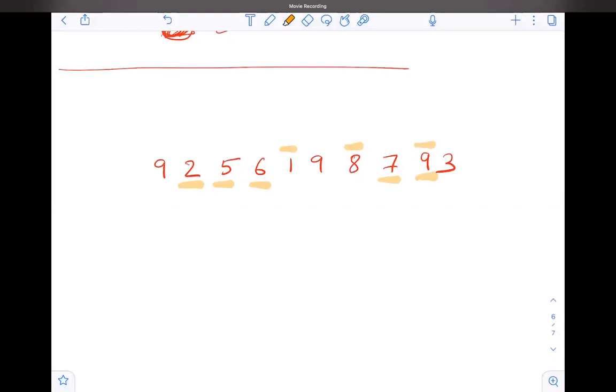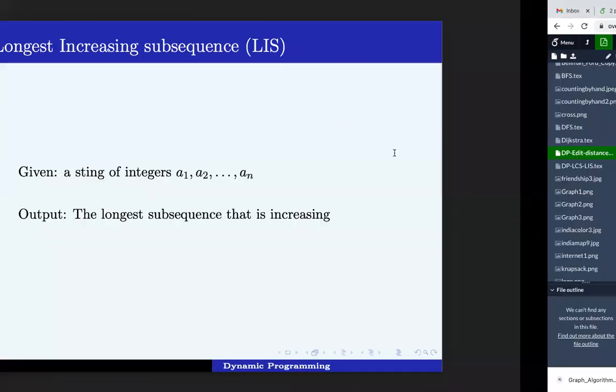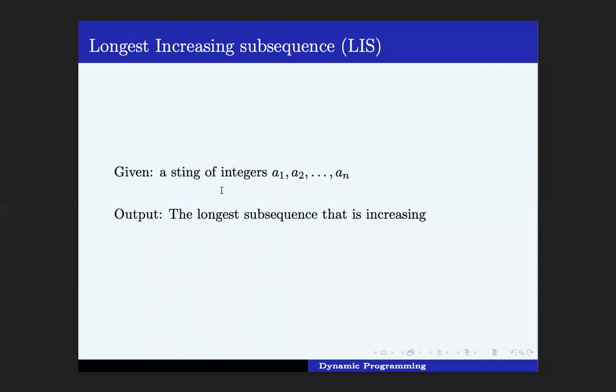Sir, do we know the range of the numbers? No, we don't know that. It doesn't matter. Let's think of them as integers between 1 and 10, so that would not be a big issue. The job is, given a string of integers a1 to an, find the longest subsequence that is increasing, the longest increasing subsequence.